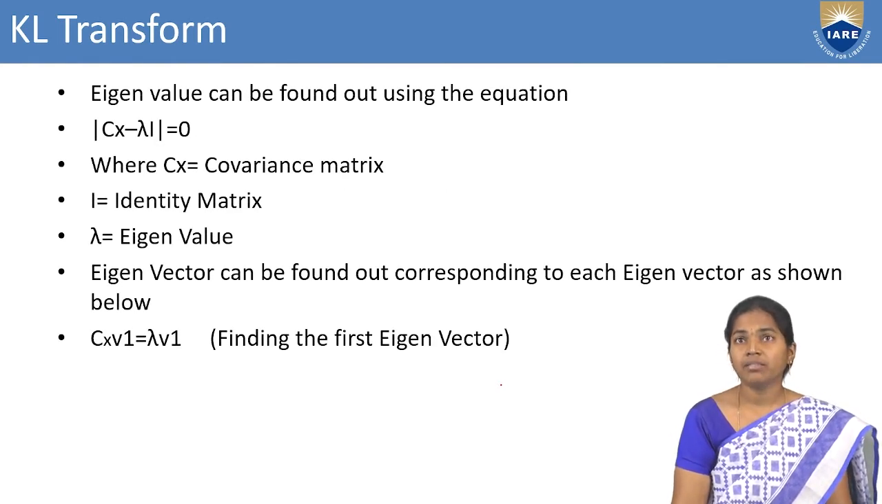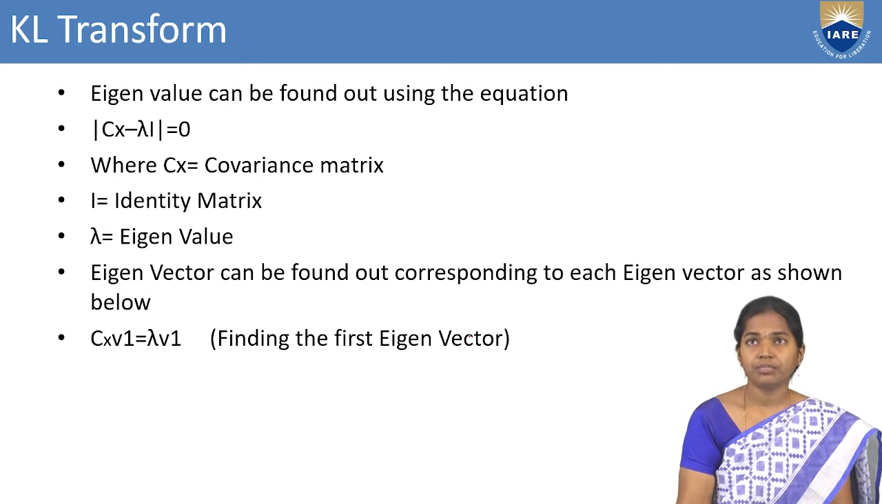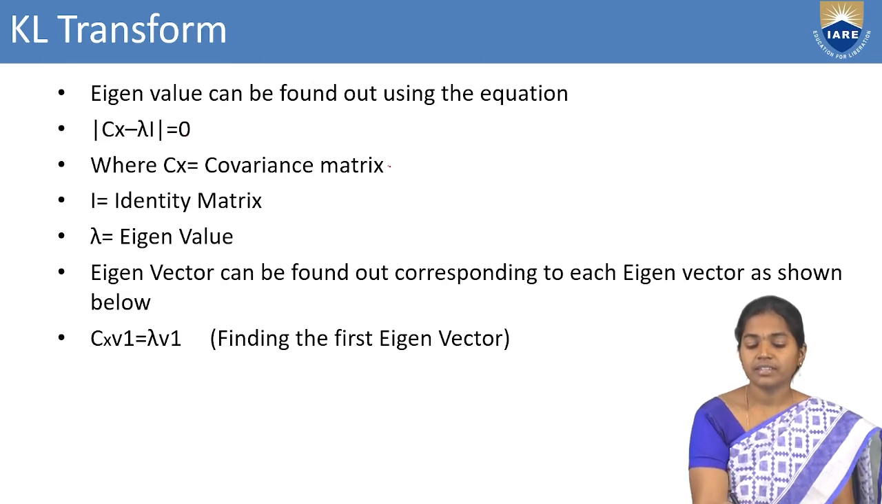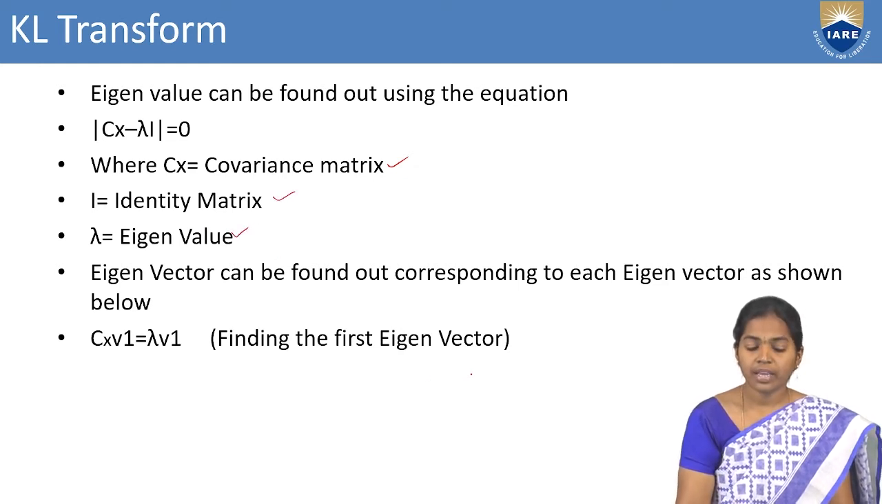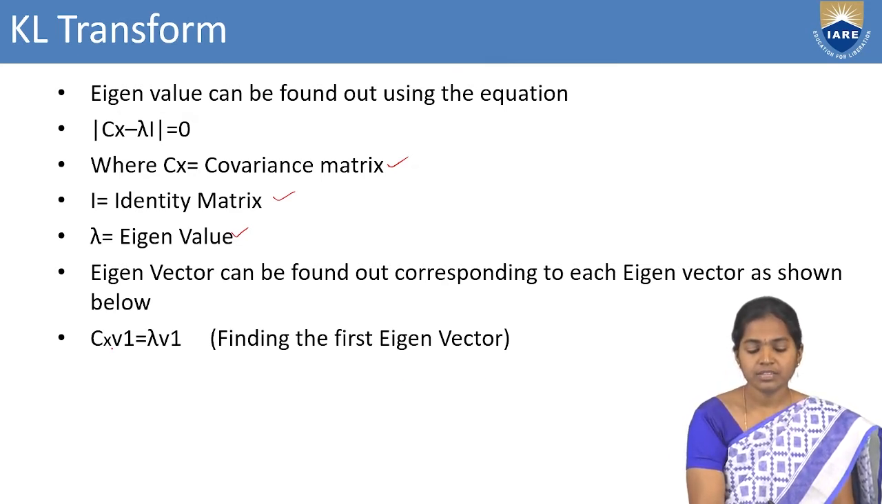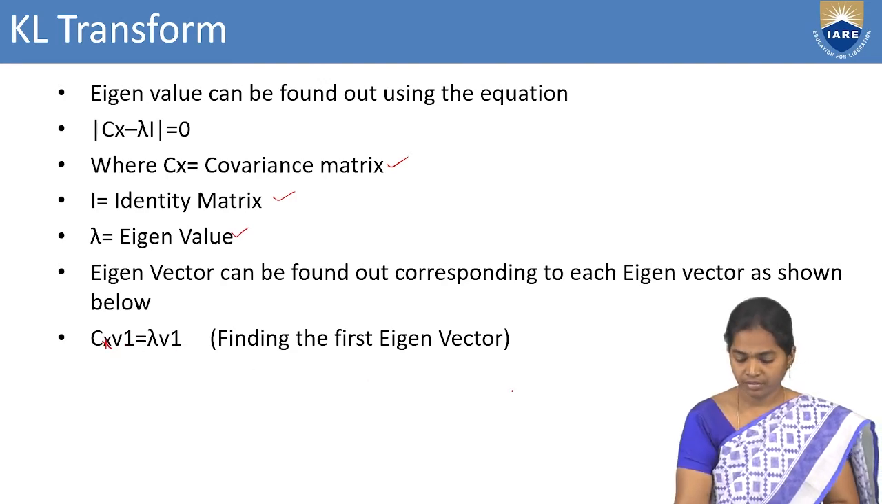The eigenvalues can be found using the equation |Cx minus lambda I| equals 0, where Cx is the covariance, I is the identity matrix, and lambda is the eigenvalue. The eigenvector can be found corresponding to each eigenvalue: Cx v1 equals lambda v1.